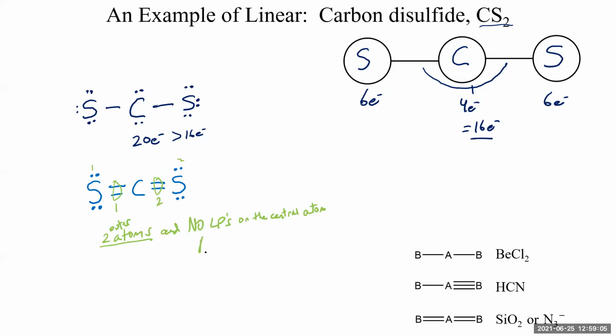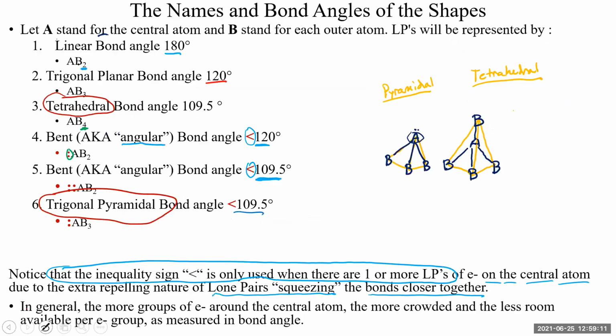This matches the AB2 with no lone pairs. If you go back, you can see linear is a central atom with 2 outer atoms and no lone pairs. That's exactly what we have.